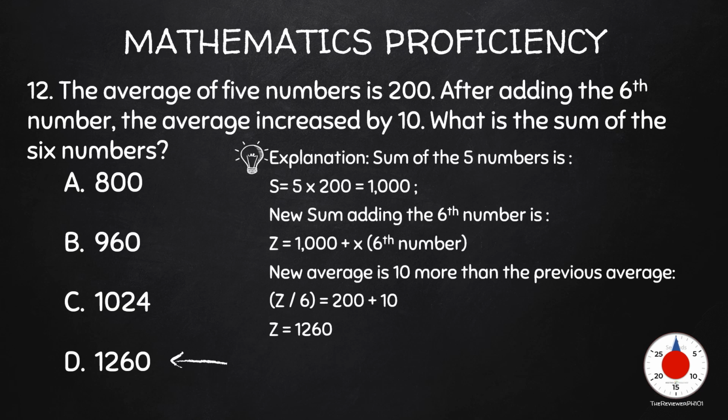Explanation: the sum of the 5 numbers is S equals 5 times 200, which is equal to 1000. The new sum after adding the 6th number is C equals 1000 plus x, the 6th number. The new average is 10 more than the previous average. C divided by 6 equals 200 plus 10. C equals 1260.